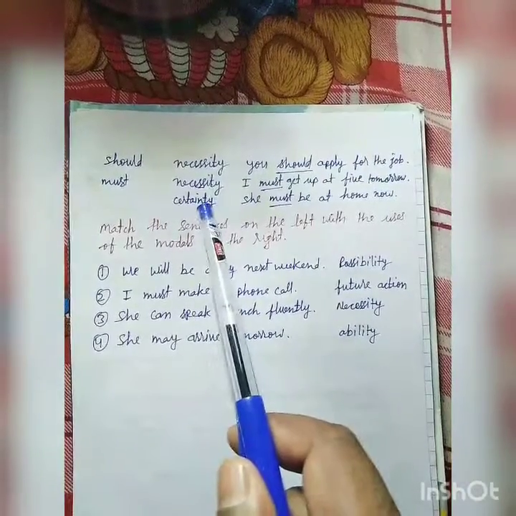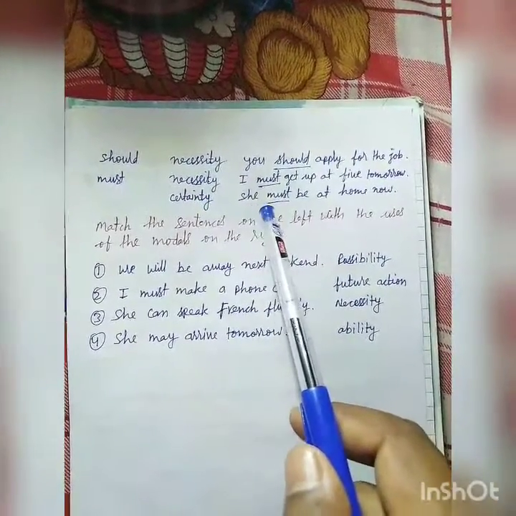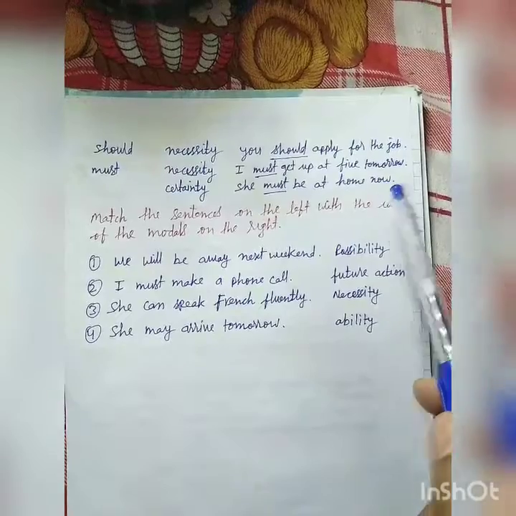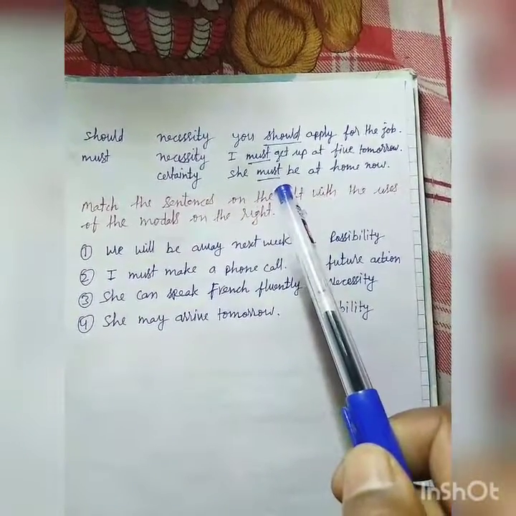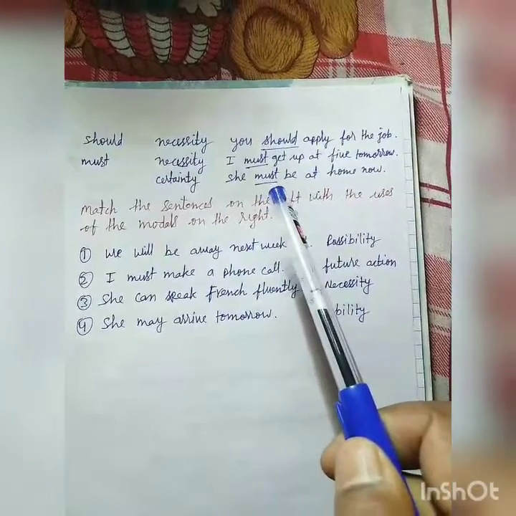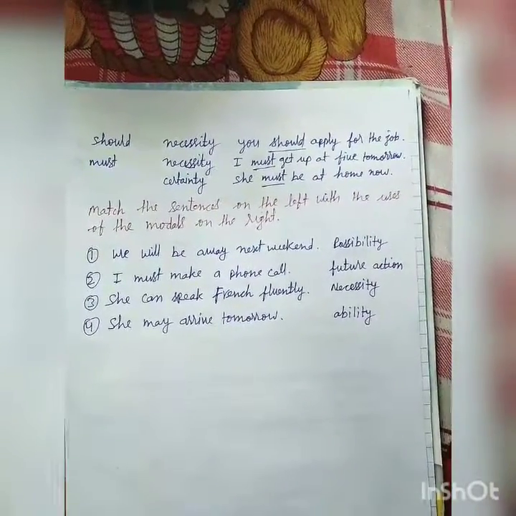Must is used for certainty. She must be at home now. So it is showing the likelihood of her being at home now.